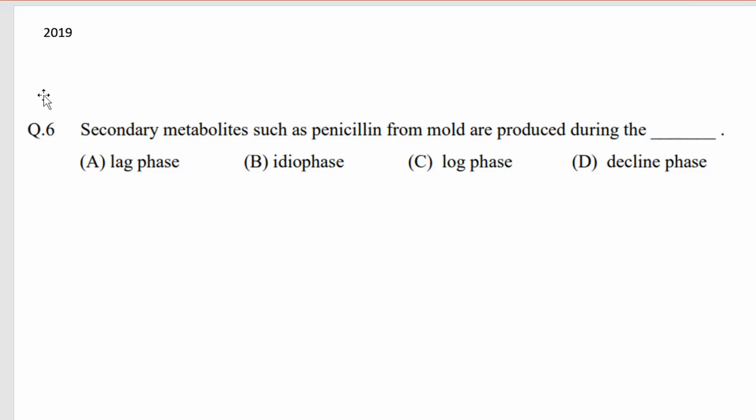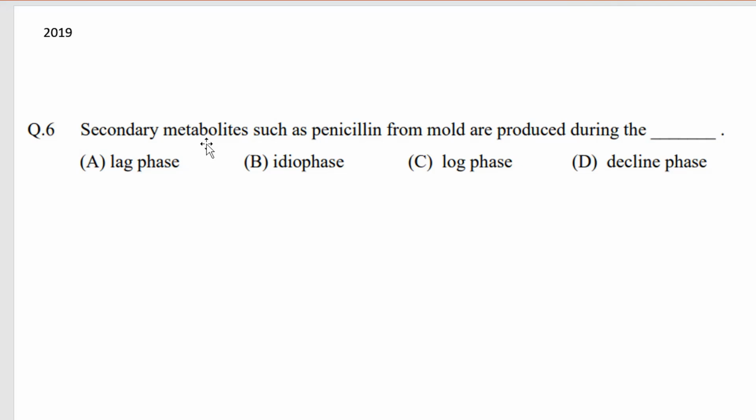2019 again. So question number 6. Secondary metabolites such as penicillin from mold are produced during which phase? A. Lag phase, B. IDO phase, C. Log phase, and D. Decline phase. So first of all, what are secondary metabolites?